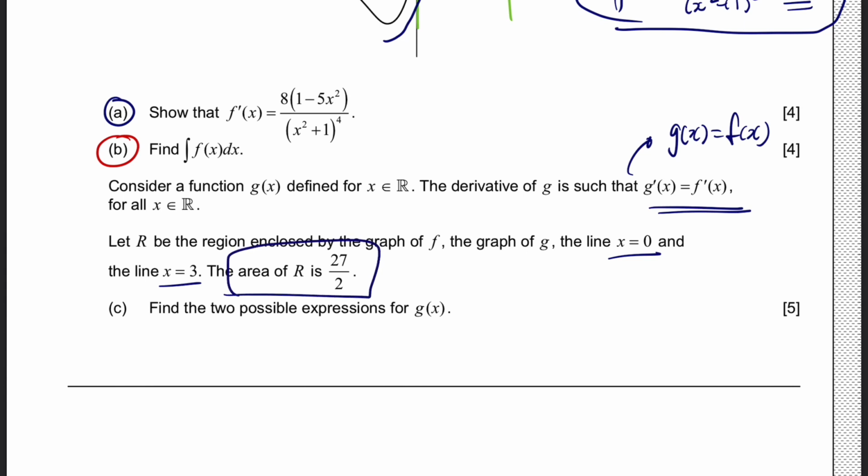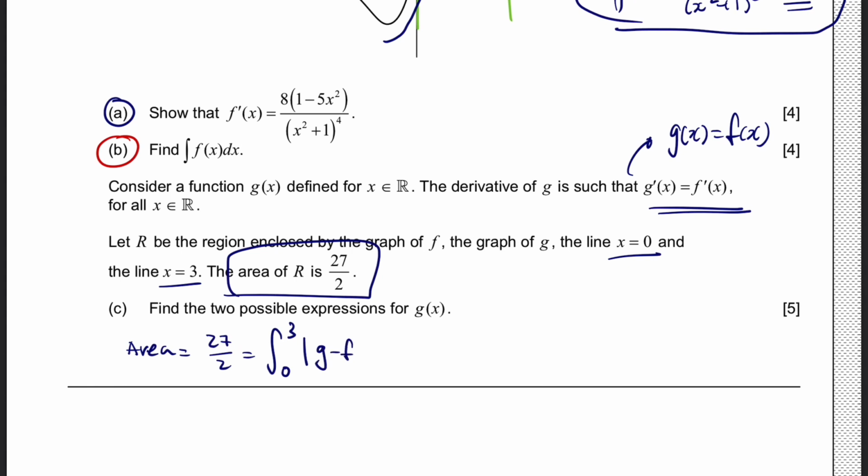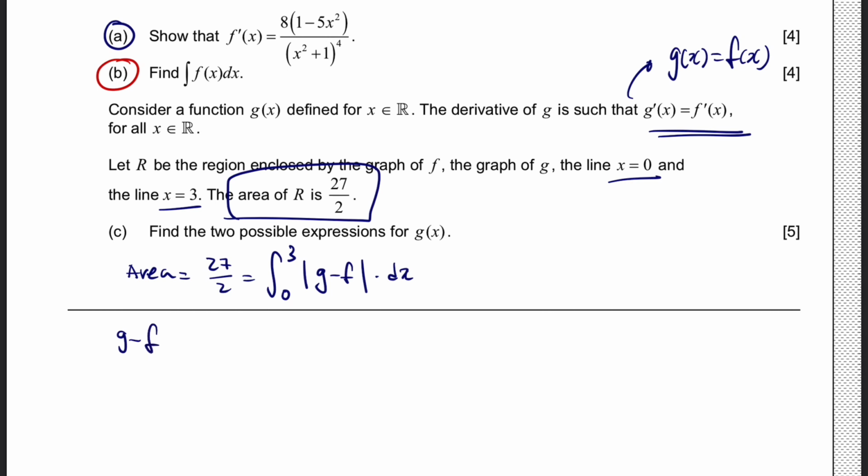Okay, so to calculate the area, we already know that the area value is 27 over 2, and to calculate the area between x equals 0, x equals 3, the graph f and the graph g, we need to use integration, right? So the range is 0 to 3 since we are using definite integration, and we have to subtract one function from the other. But since we are not sure which one is higher, we can use the absolute value to regulate the final answer.